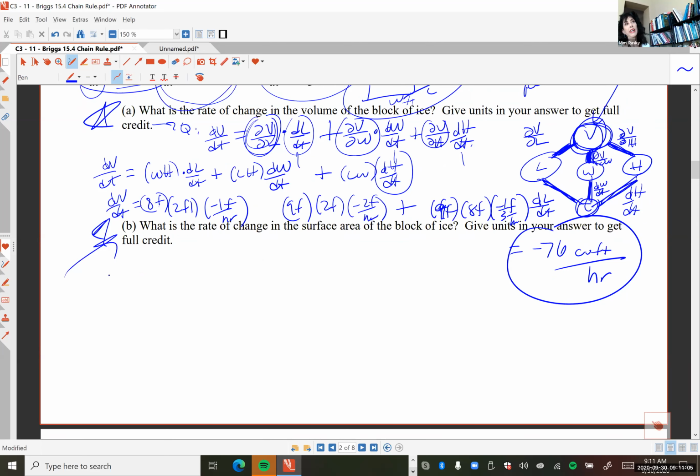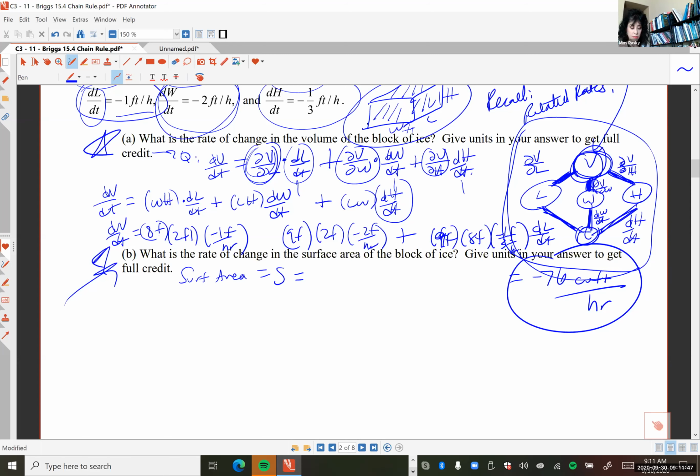So does anybody know what the surface area is for a rectangular box? Quick. Six LH. Oh, my goodness. No, not 6LH. All right, I guess we've got to do this in slow motion. Listen up. Are you guys engineers? Are you guys physicists? Are you guys mathematicians?